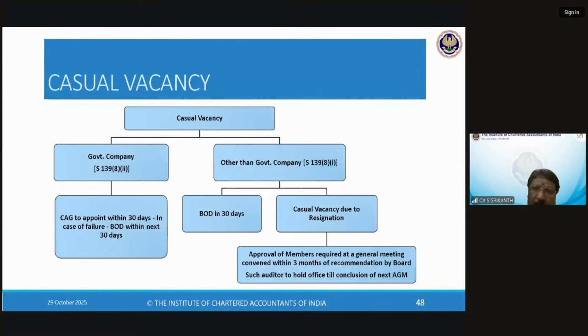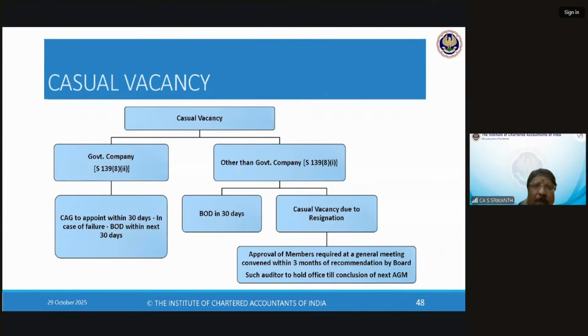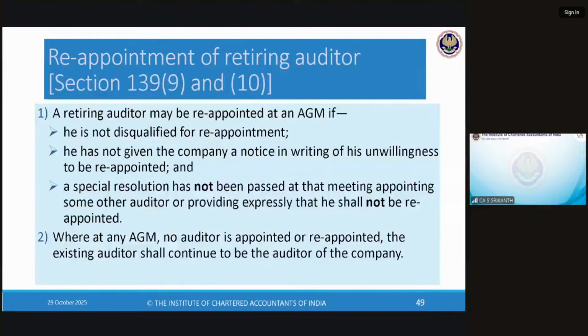So this is common for all casual nominees till the next AGM. Then again, you have to appoint for a 5 years term. So the idea is this is a stopgap arrangement. I also told you the post of an auditor should not be vacant. So if you don't fill it, then the central government gets the right to fill it. That's what I said. With the AGM, the auditor will hold office till the conclusion of the AGM.